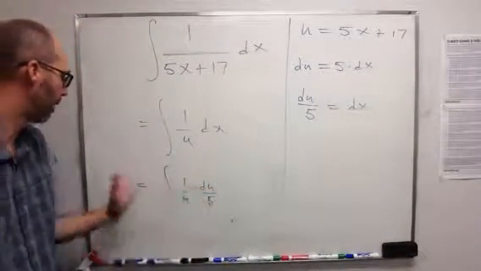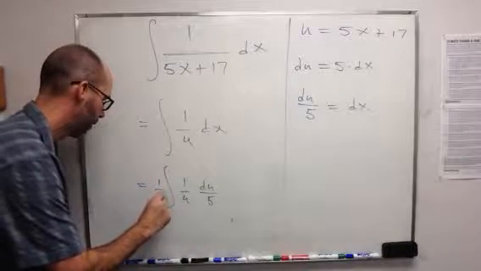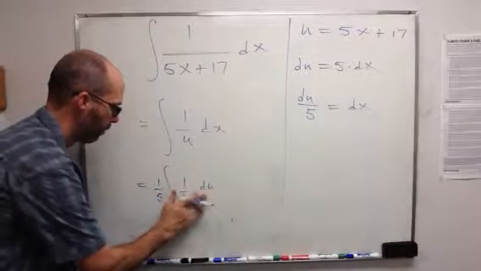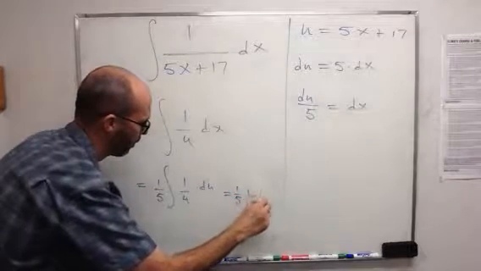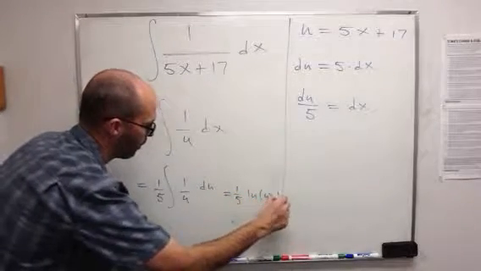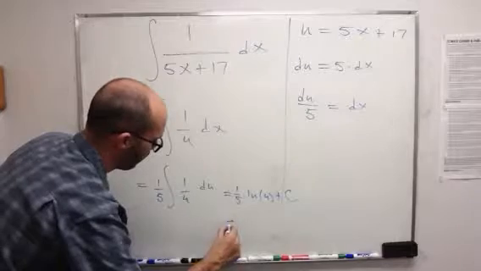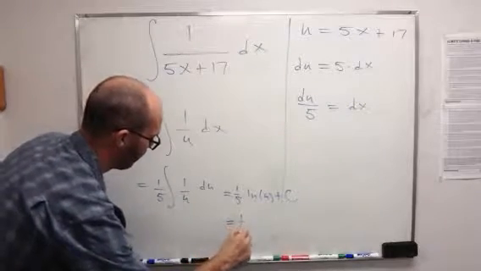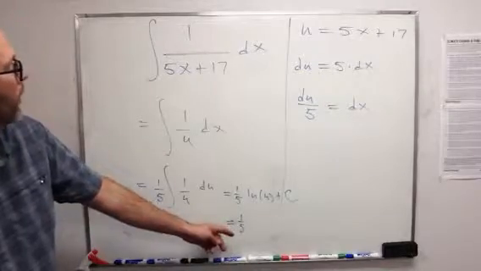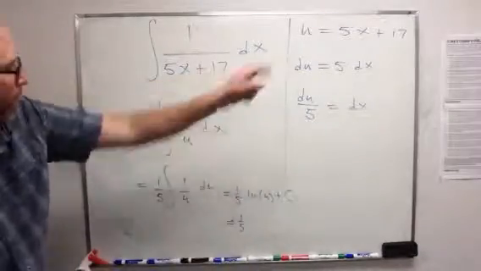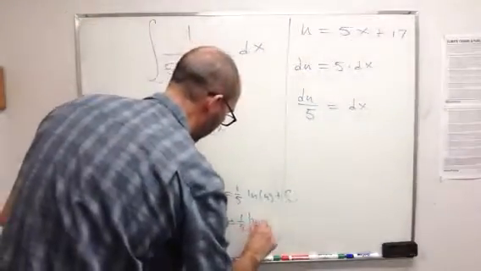Again, pop that constant out to the front. Now we want to find this with respect to x. So we said that u is 5x plus 17.